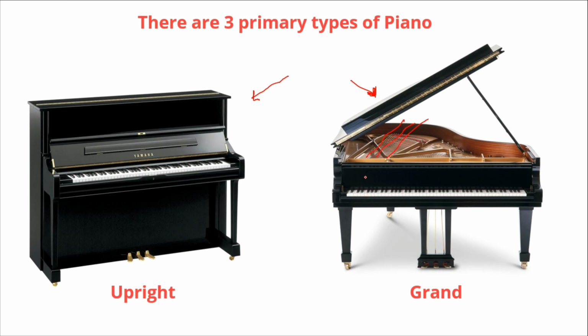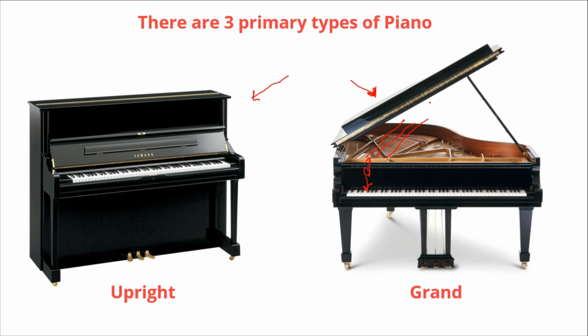So these strings, for example, if I press one key over here, there are hammers to each key. For example, if there are 88 keys on a grand piano, there will be 88 hammers. When you press the key, there is a hammer down here. The hammer will come up and hit the string. The string will vibrate, and due to that vibration, the sound is produced.